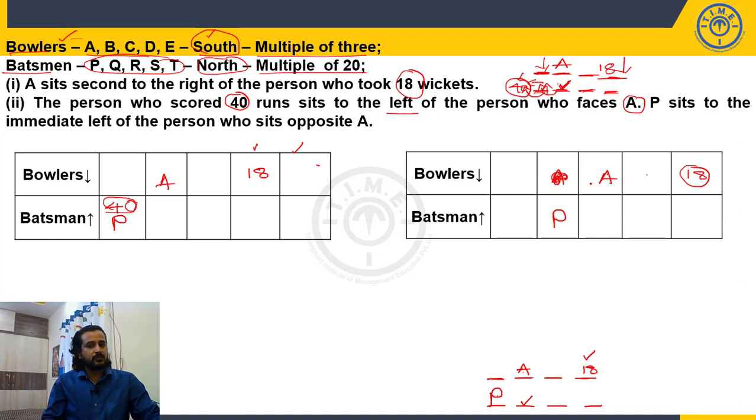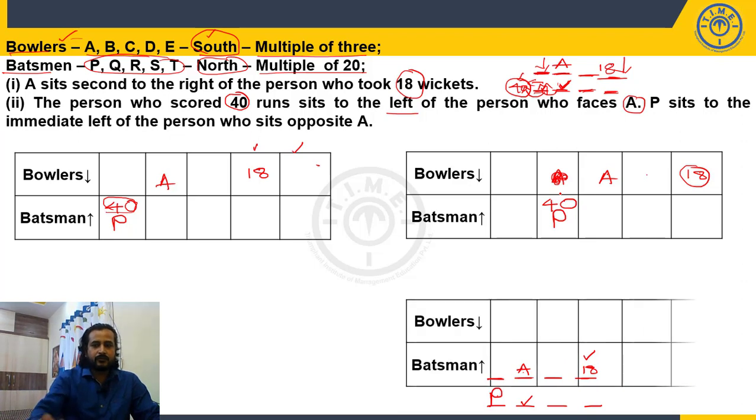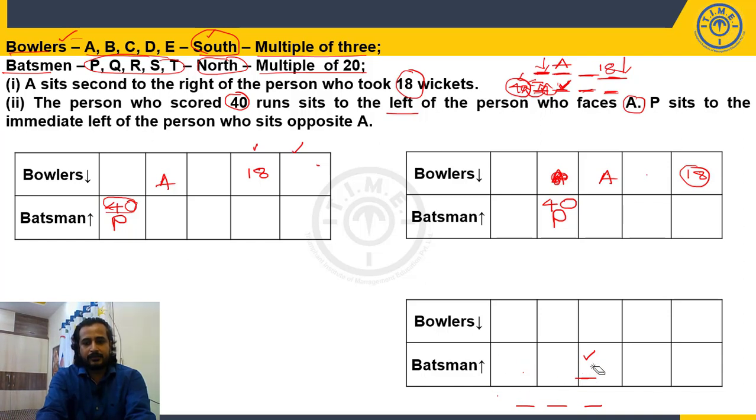40. Now here it leads to again two cases. In one case, P may be 40. In the other case, the one who scored 40 runs may be to the immediate left of P. Either P may be 40 or the one who scored 40 runs may be to the immediate left of P. So how many possibilities? In this second case, we have again two possibilities. So let me draw the two possibilities.